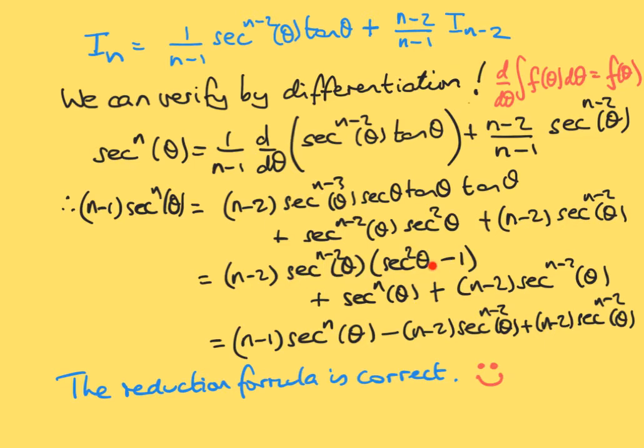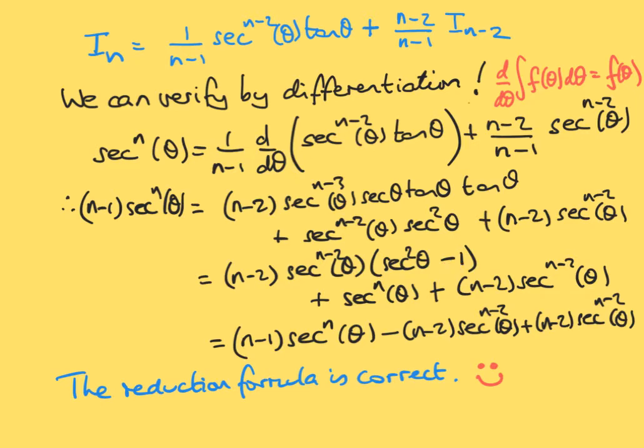So now we're going to expand this, and we're going to get sec to the n of theta times n minus 2 from this. But we've also got a sec to the n of theta here. So we've got in total sec to the n of theta times n minus 2 plus 1. And n minus 2 plus 1 is n minus 1. So that's really good because that's exactly what we want the other side to be. So all the other terms must cancel.